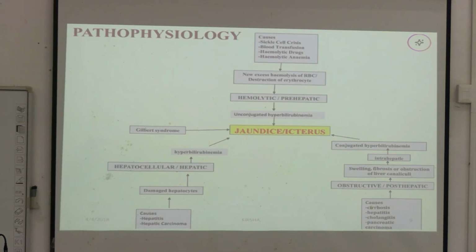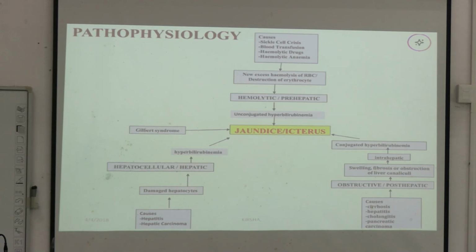So now pathophysiology. Causes: sickle cell crisis, blood transfusion, hemolytic drugs, hemolytic anemia, excess hemolysis of RBC, destruction of erythrocyte, hemolytic or prehepatic. Unconjugated hyperbilirubinemia, jaundice.